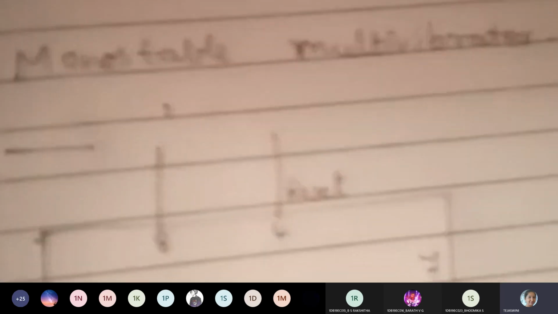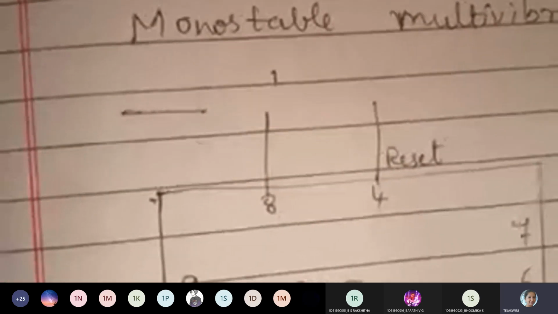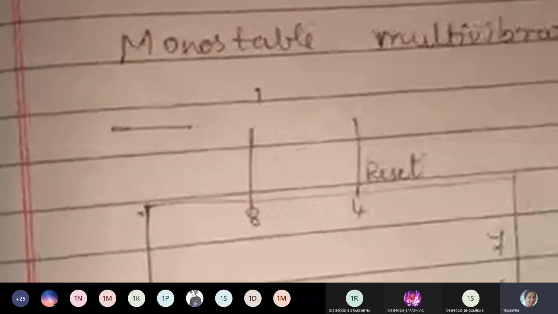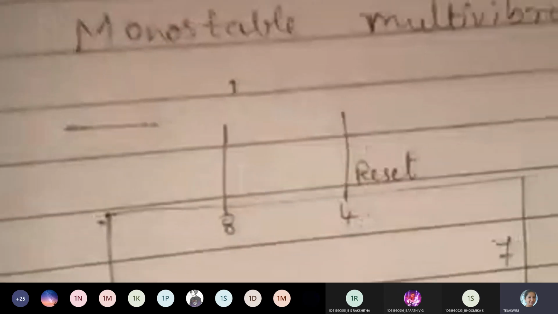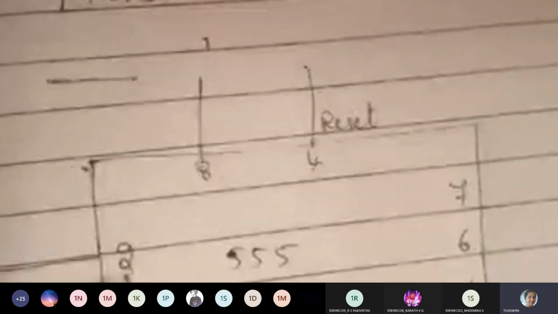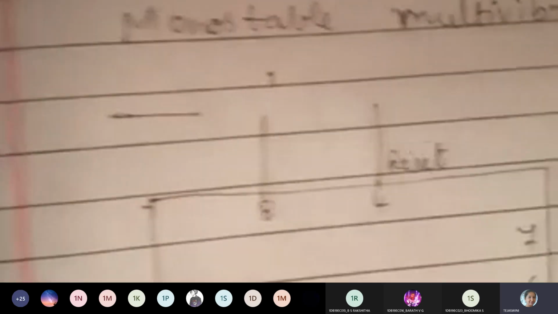Brunda, you can tell how we are going to connect. Just write it. What are you going to connect? Pins 8 and 4 you start with and connect to VCC like that. You just speak and write the diagram. You are muted. Okay. Pin number 2 is dedicated for input, that is for triggering.